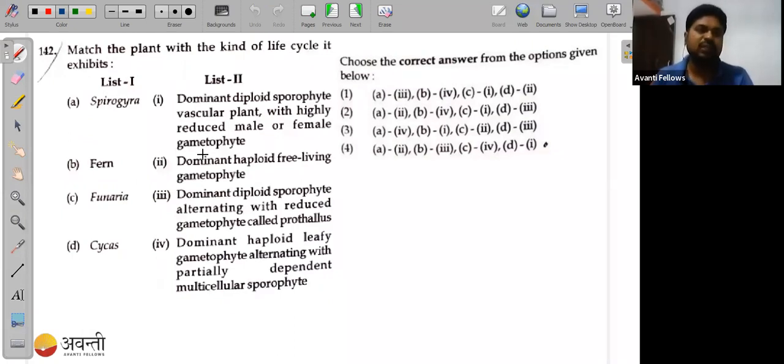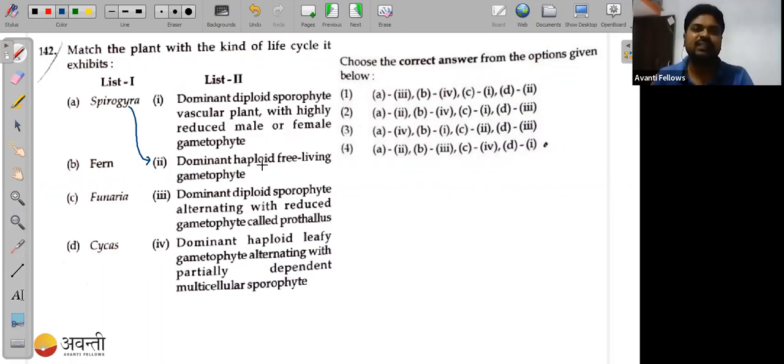So first about the Spirogyra. Okay, so whenever we talk about the Spirogyra, it has a dominant haploid and free living gametophyte. Okay, so this option 2 matches with the Spirogyra. ठीक है, Spirogyra के साथ में ये option 2 यहाँ पर match होगा. ठीक है, because Spirogyra is a green algae and it has a dominant haploid and free living gametophyte. Then what is meant by haploid? Okay, dominant haploid. ठीक है, dominant haploid का मतलब क्या होता है?